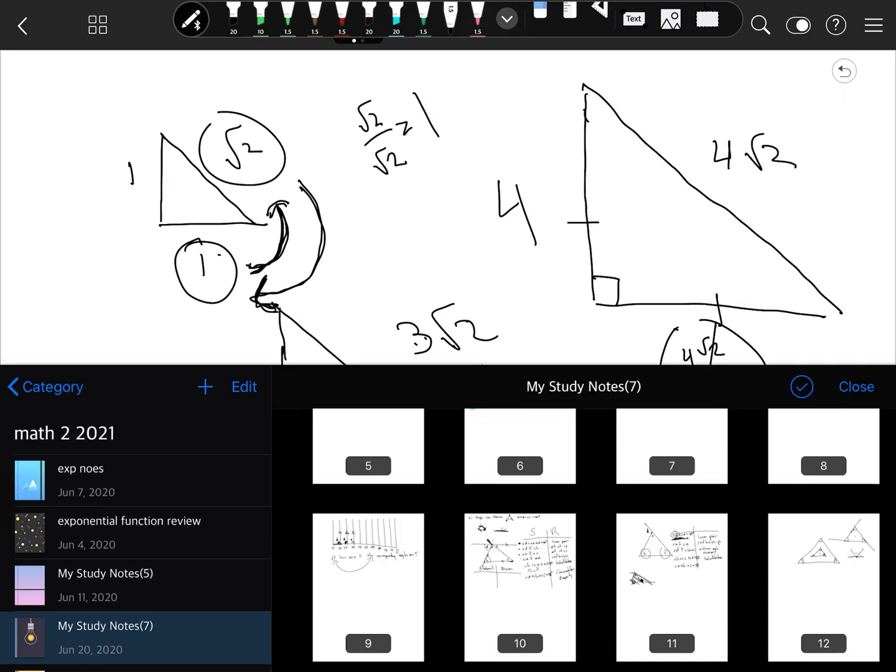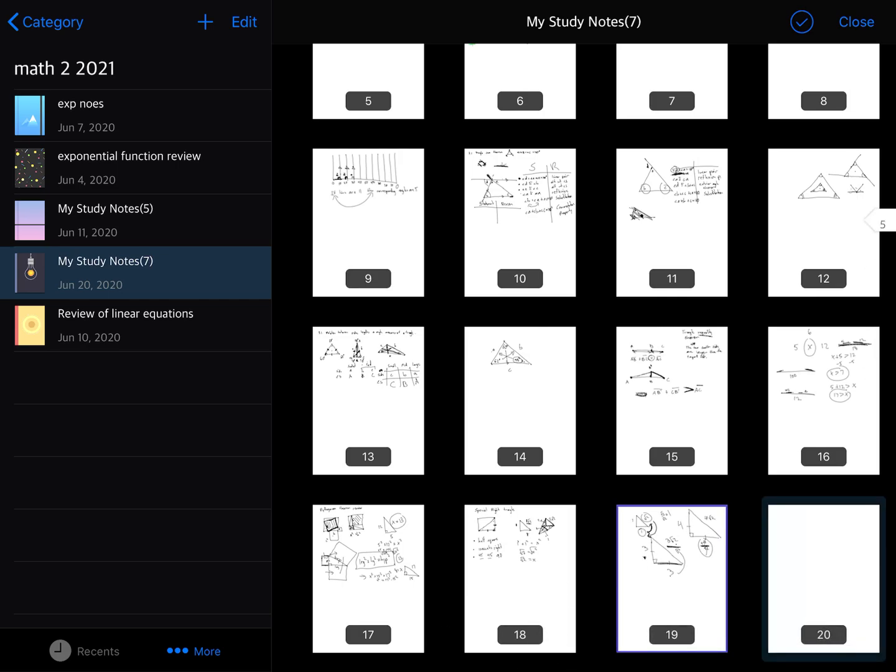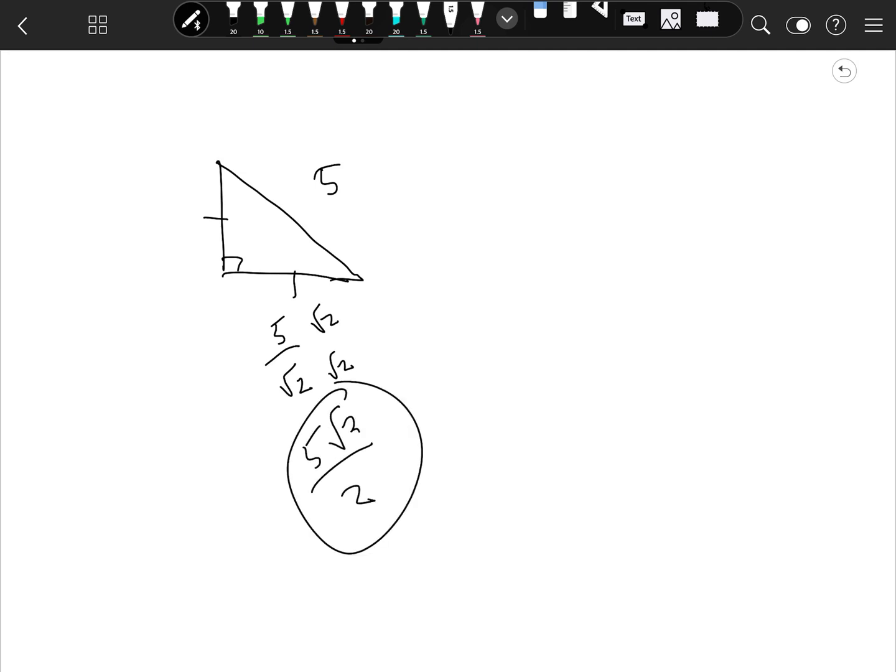Let's try one that's maybe a little tougher. What if I just had 5 right there? No square root 2, just 5. So this would have to be 5 divided by the square root of 2. And you might remember we have to rationalize the denominator, so you times the bottom and the top by square root of 2, you get 5 square root of 2 over 2. There you have it.